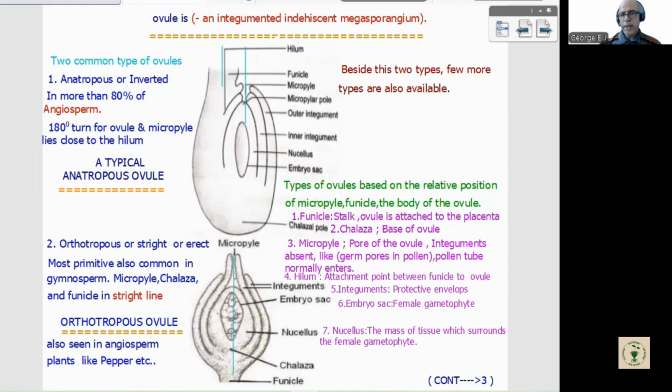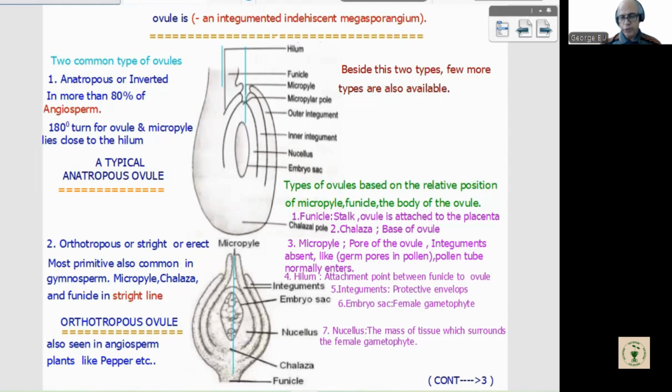Now, what are the main parts of a typical ovule and how have these ovules been classified? So different types of ovules like hemianatropous, circinotropous, campylotropous, amphitropous, but those are all not in the syllabus. So the types of ovule are based on the relative positions where the micropyle, funicle, and the body of the ovule lie.